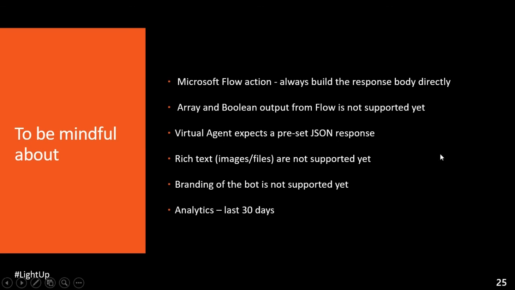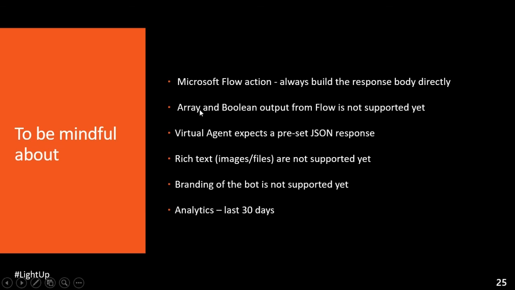And there are a few pointers I would like to mention. Microsoft Flow action always builds the response body directly. Like I've shown you, in the JSON object, where 2 was sent, that is my input parameters. You will have to build that manually for better control, because you need to use those variables in your send email or other actions underneath. So it is good to build it manually.